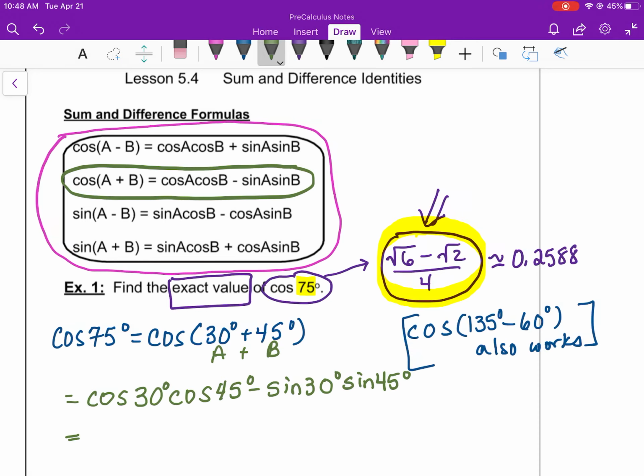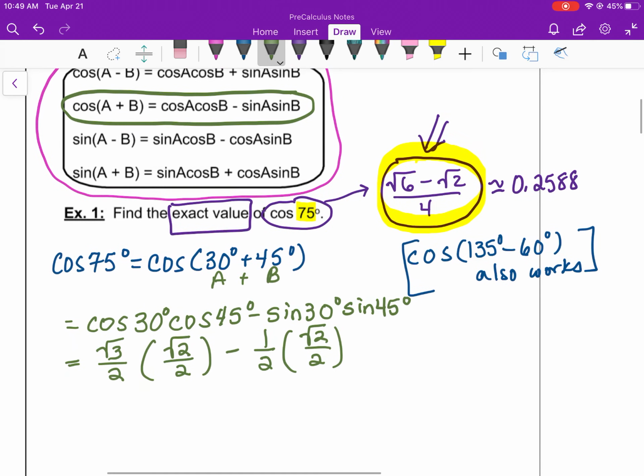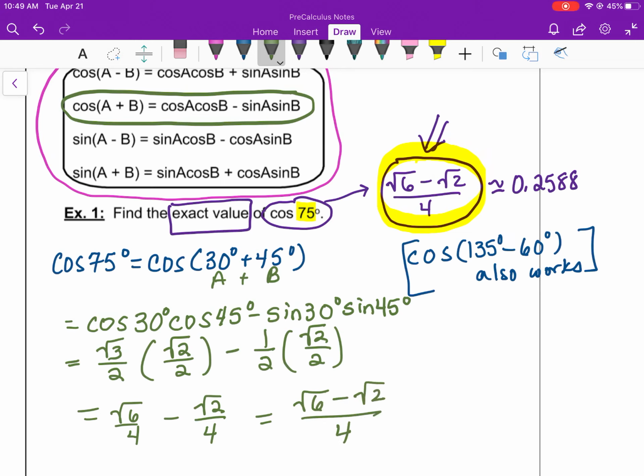And then I go to my unit circle and I find the cosine of 30. The cosine of 30 is radical 3 over 2. The cosine of 45 is radical 2 over 2. The sine of 30 is 1/2. The sine of 45 is radical 2 over 2. And then I have radical 6 over 4 minus radical 2 over 4. And I think you can see now where this answer from your calculator is coming from.